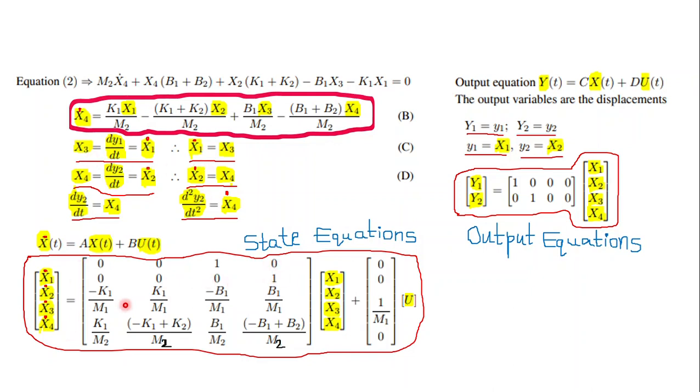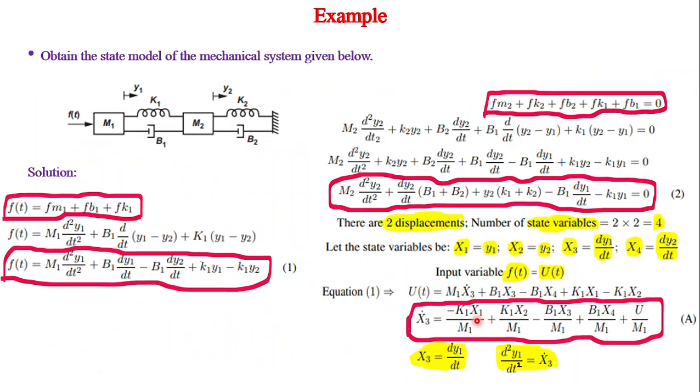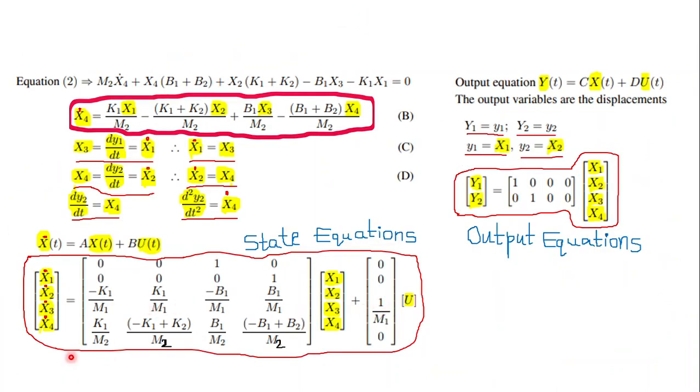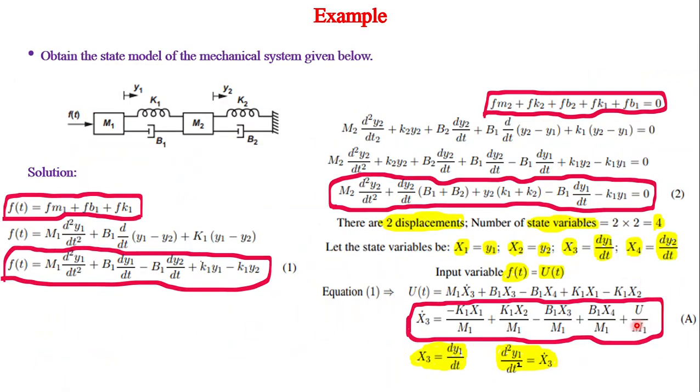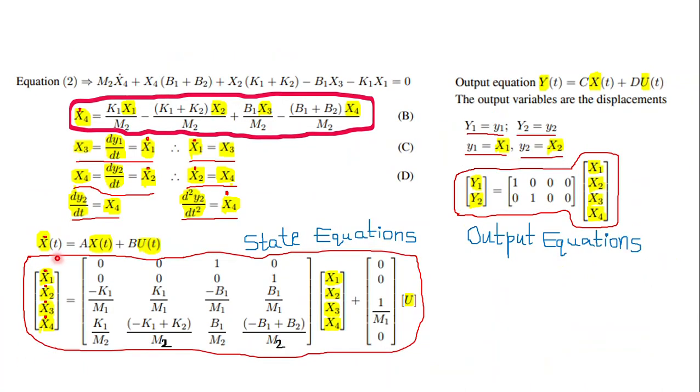Next x3 dot, what are x3 dot terms. So these coefficients: minus k1 by m1, k1 by m1, minus b1 by m1, b1 by m1 should be written. That's all. Then 1 by m1 into u, because u by m1. Next x4 dot. So x4 dot is k1 by m2, minus of (k1 plus k2) by m2, b1 by m2, minus of (b1 plus b2) by m2. No input term. So these four equations A, B, C, D were written in the form of state equations in vector matrix notation.